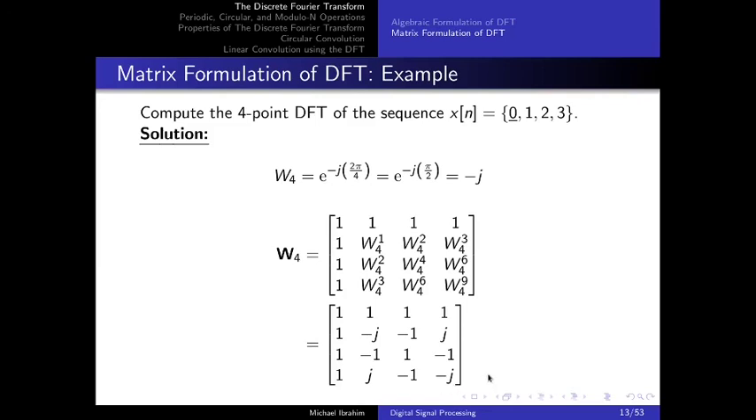W4 to the power 9, you subtract 2 4s, you will get W4 to the power 1, which is minus j. If you remember, W4 to the power k is periodic with period 4. So W4 to the power 9 is equal to W4 to the power 5, which is equal to W4 to the power 1, which is minus j.